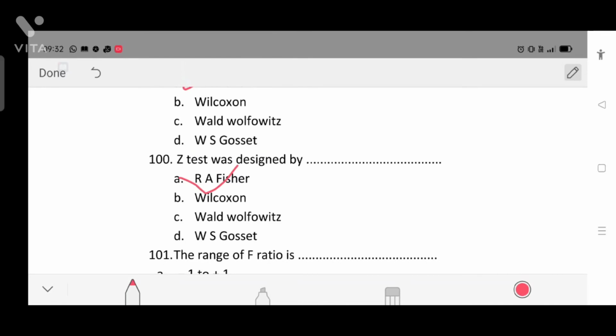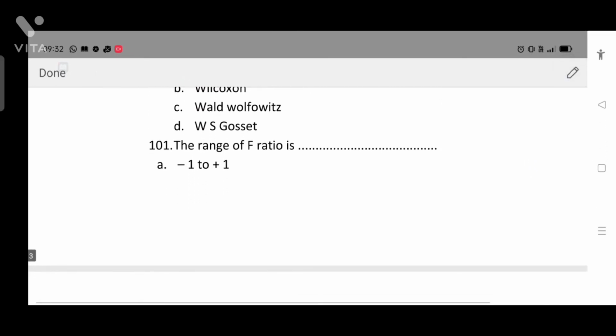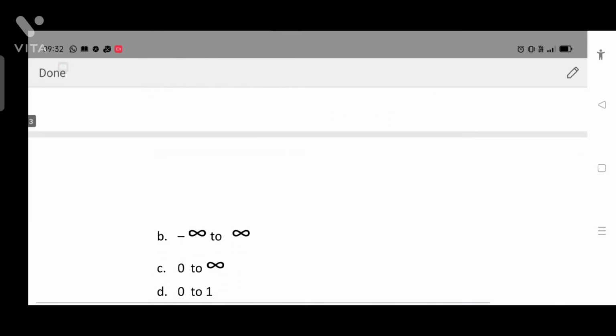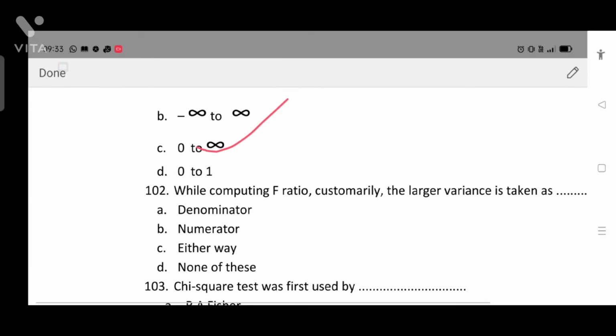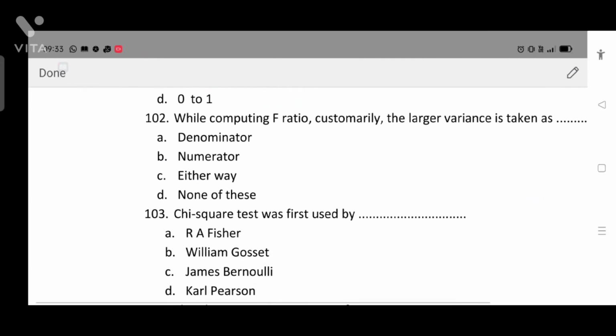R.A. Fisher. Have you got it? Question number 101. The range of F ratio is A, B, C, D. Answer C. 0 to infinity.